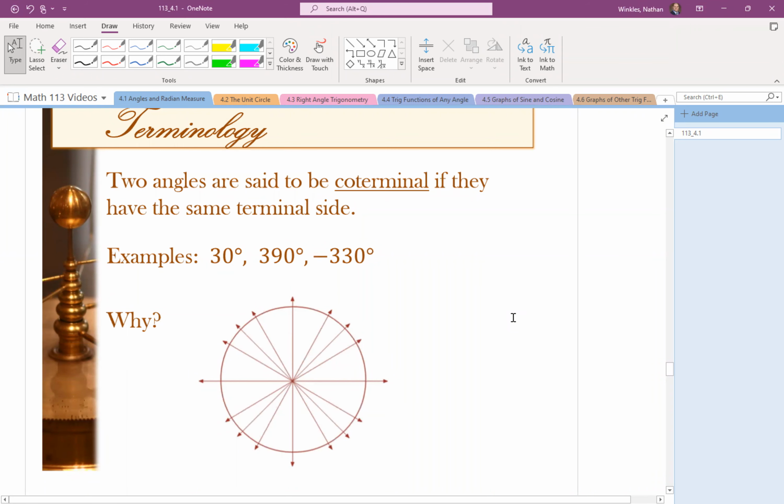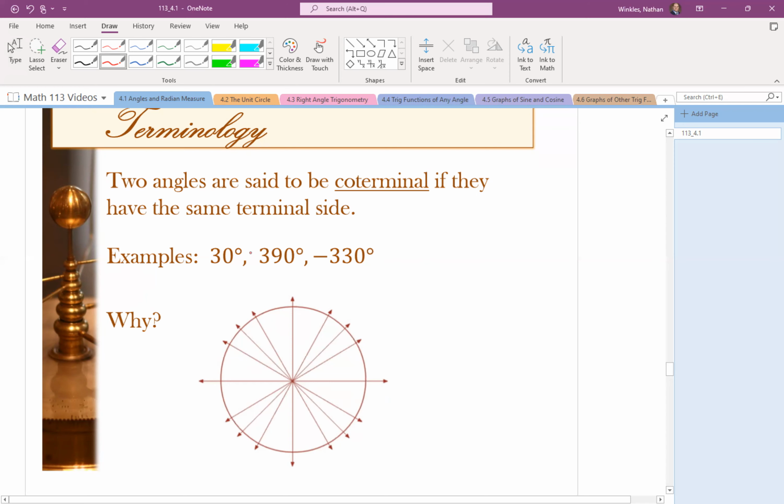So two angles are said to be coterminal if they have the same terminal side. So in other words, we could see different values that still get us to the exact same ending spot. And so that's why we have a special name for them called coterminal, meaning that they end on the same spot, but they may not have the same characteristics going to that spot.